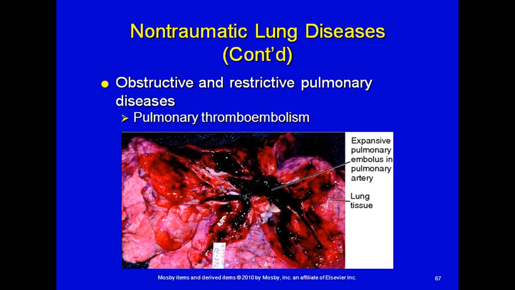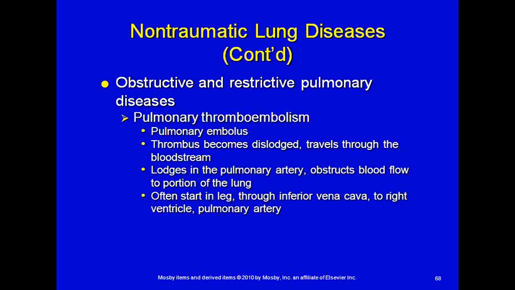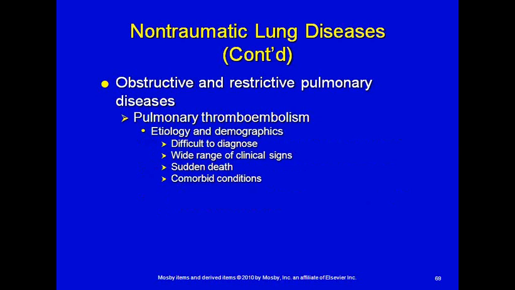Pulmonary thromboembolism is a pulmonary embolus that lodges in a pulmonary artery, and of course with a pulmonary thromboembolism it obstructs the flow of blood by the alveoli, so gas exchange cannot take place. They often start in the leg, and they go through the inferior vena cava into the right ventricle and then get lodged in the pulmonary artery.